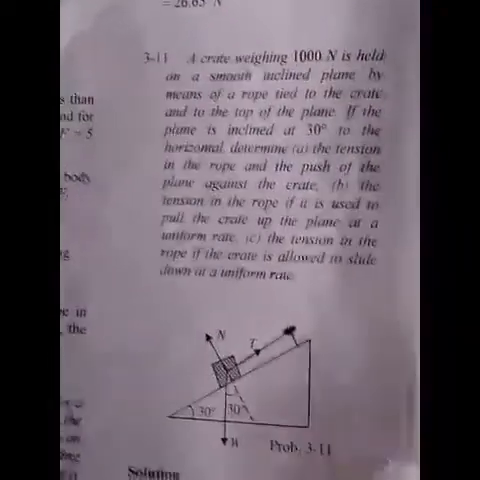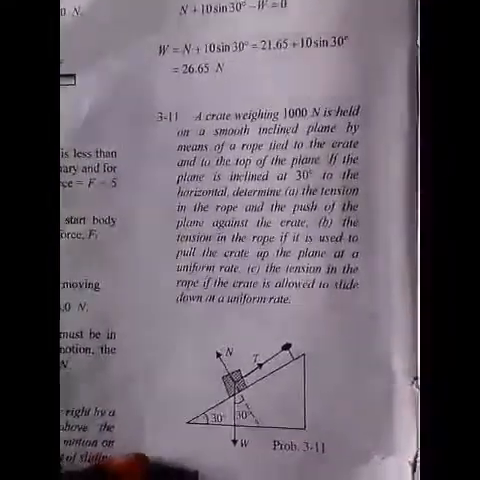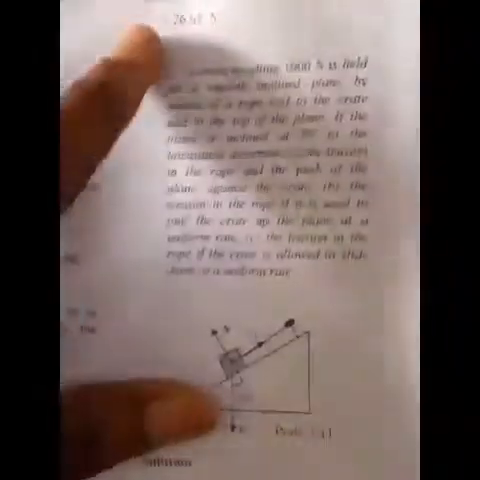Look at this question here. So a crate weighing 1,000 Newton, like that. I'm going to be explaining this question, then I'll give you other questions so you can relate with that. This is: find the tension in this particular question, like I showed you earlier, where the weight is 1,000 Newton.